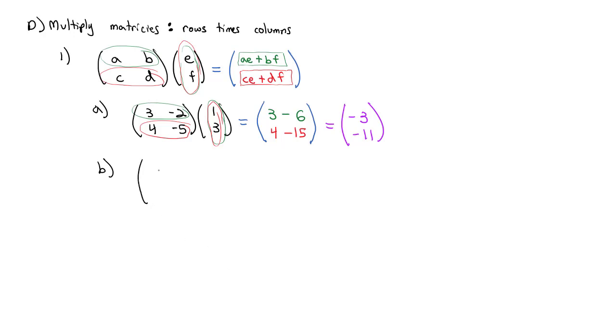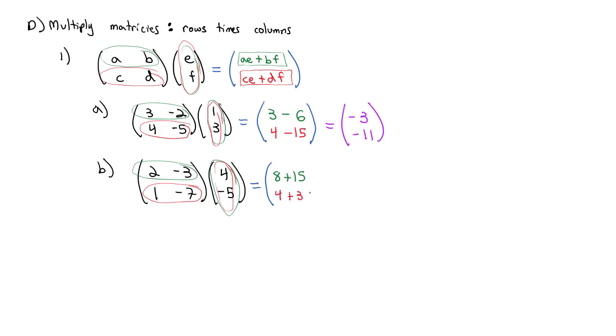Let's do one more matrix multiplication. Let's do 2, -3, 1, and -7, and we're going to multiply that by 4, -5. Again, for the first row, first column, we multiply first row times the first column. 2 times 4 is 8. -3 times -5 is +15. Then we can do 1, -7 times 4, -5. 4 times 1 is 4. -7 times -5 is a +35. Then we just have to finish it out by doing the subtraction and addition. 8 plus 15 is 23. 4 plus 35 is 39. And we have our solution vector.